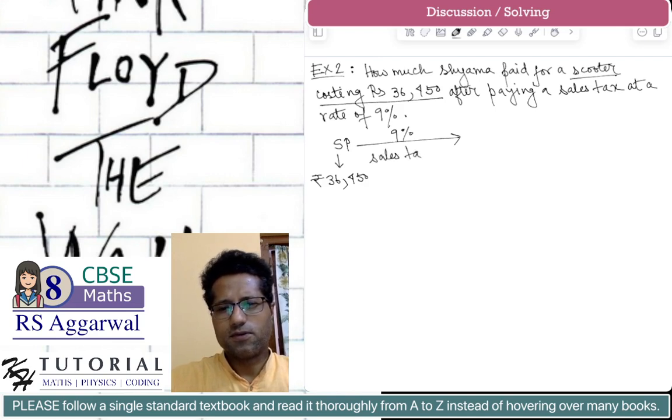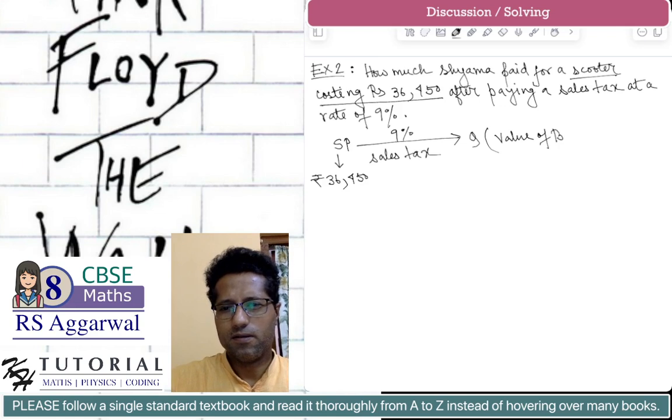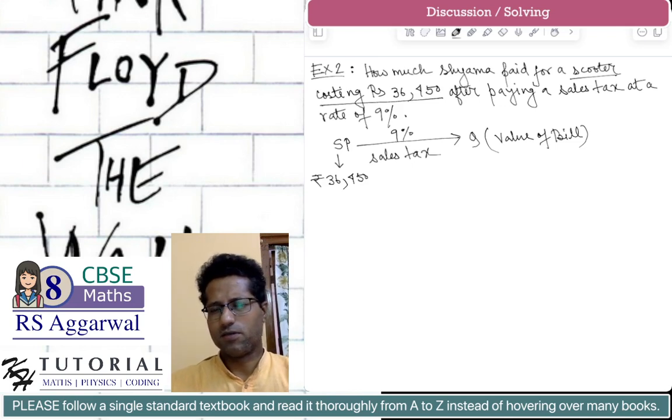There is a 9% sales tax, and then we have to consider the value of the bill. Let's say this is Q, which is basically the value of the bill, or the amount paid by Shyama. Okay, we have to find Q.